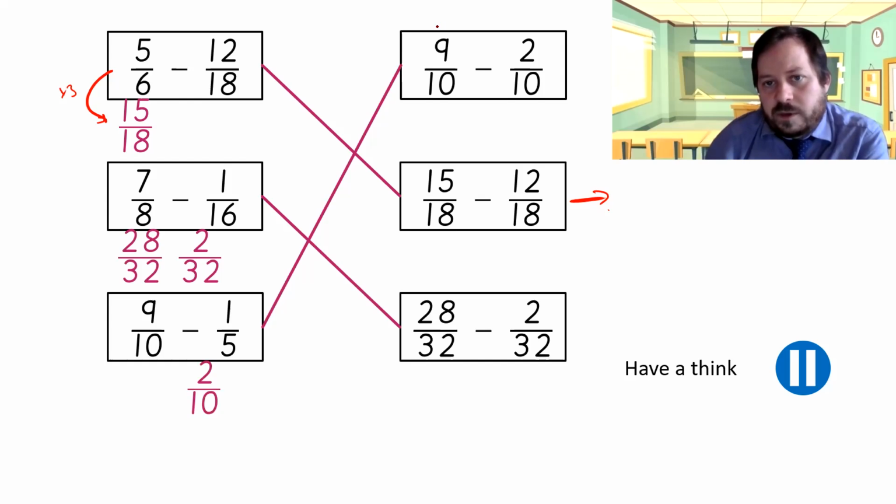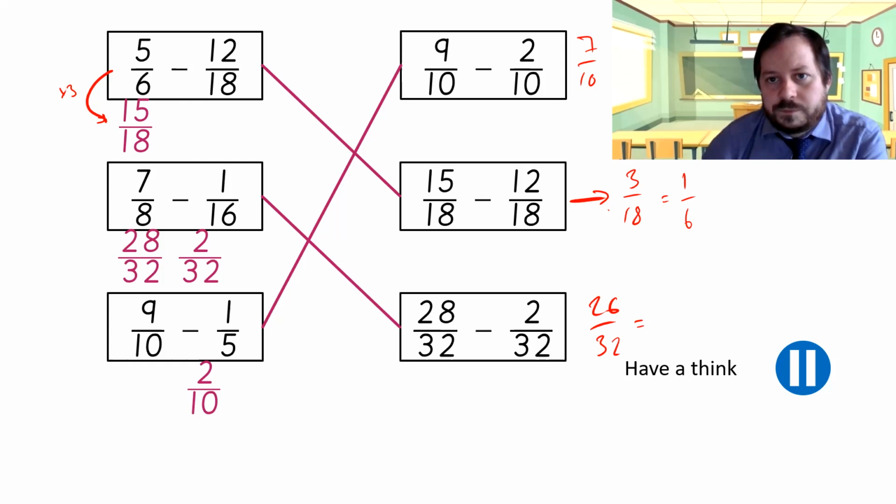Now the answers, if we were looking at them, 9 minus 2 would be 7/10. Here, 15 minus 12 is 3/18. You could simplify that again to divide both by 3 to 1/6. And then you've got 28 minus 2, so 26/32. You could divide that by 2.